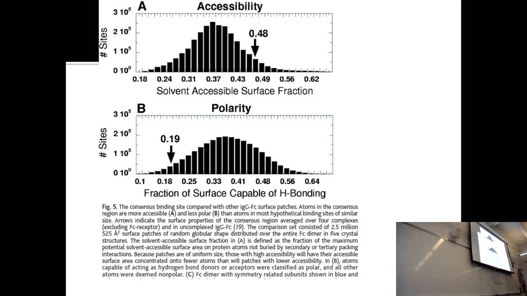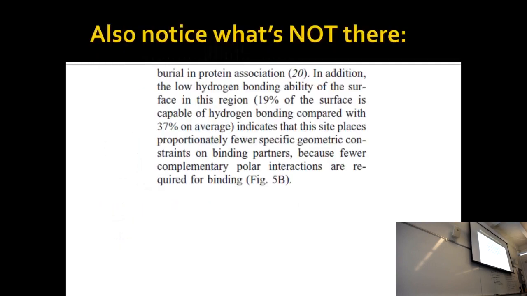It is a conformational change, but it's a rotation. It's not the backbone changing. The backbone's staying the same. So it's a small conformational change, but a lot of small things can add up to make a really good binding site.